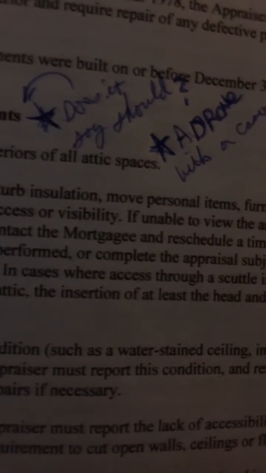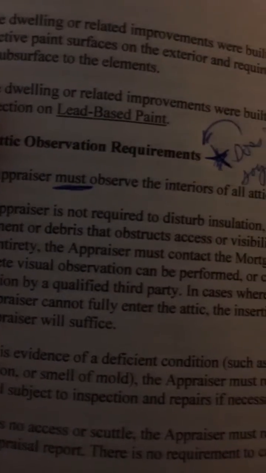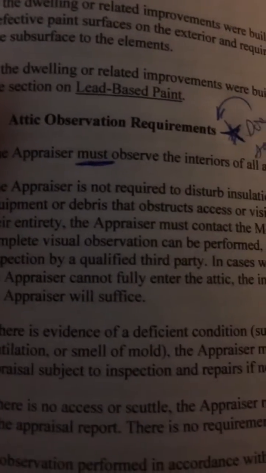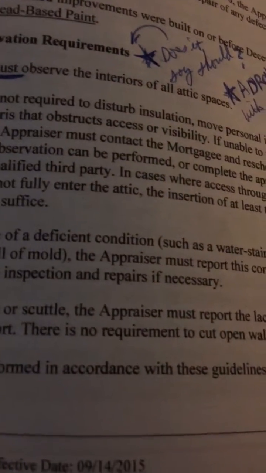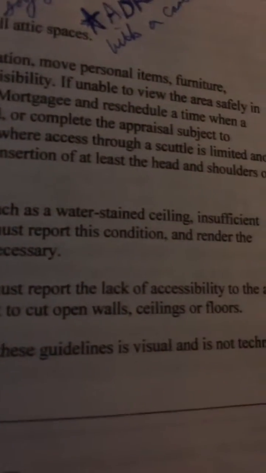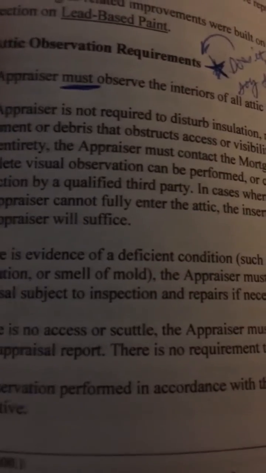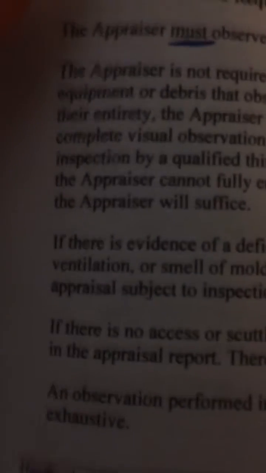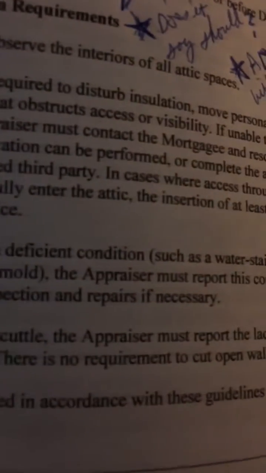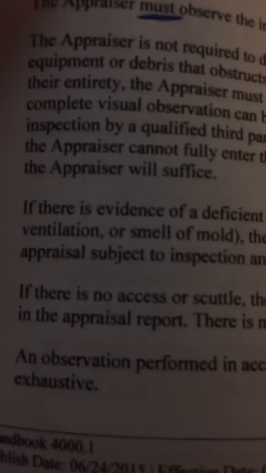In cases where access through a scuttle is limited and the appraiser cannot fully enter the attic, the insertion of at least the head and shoulders of the appraiser will suffice. If there is evidence of a deficient condition such as water-stained ceiling, insufficient ventilation, or smell of mold, the appraiser must report this condition and render the appraisal subject to inspection and repairs if necessary.